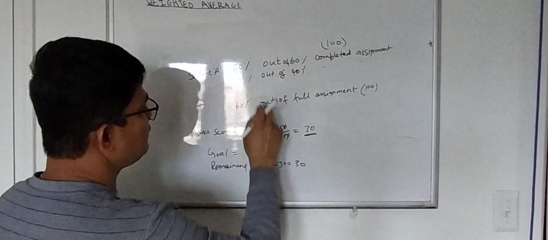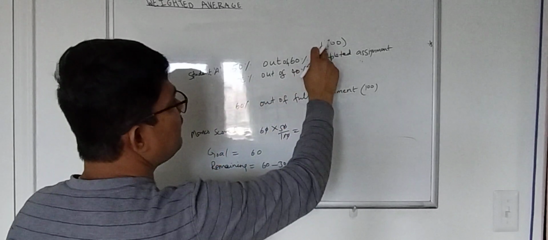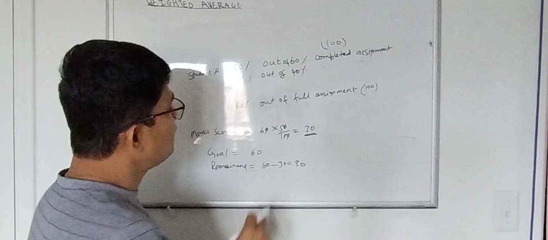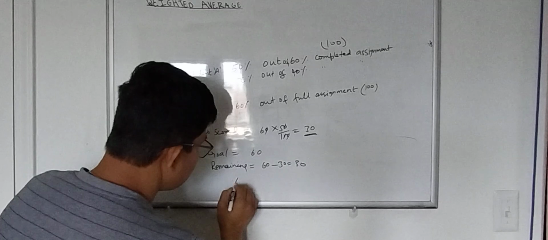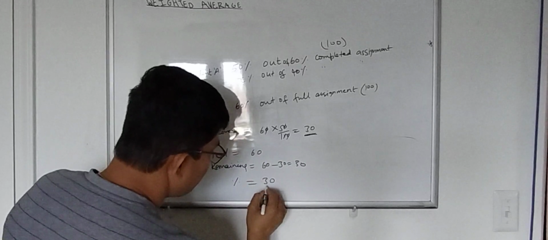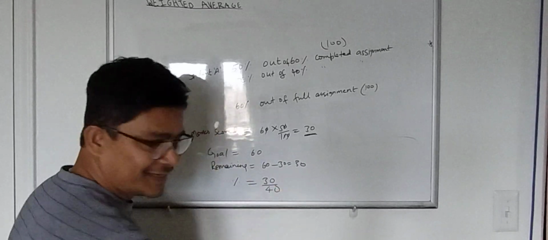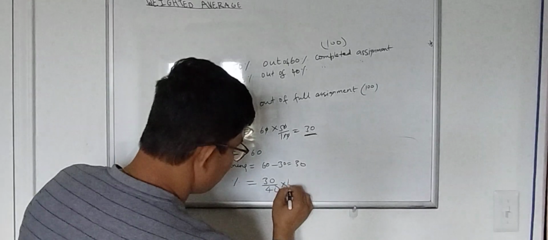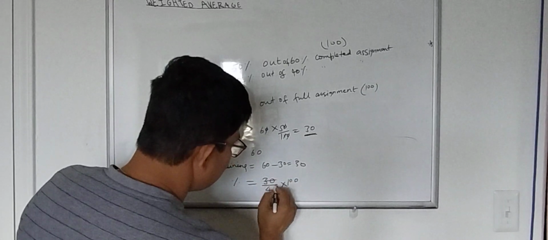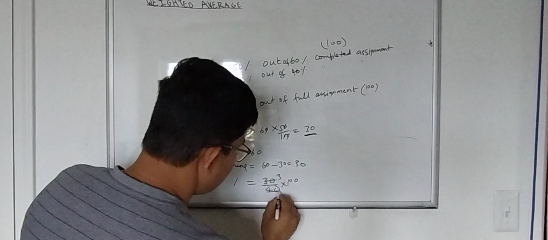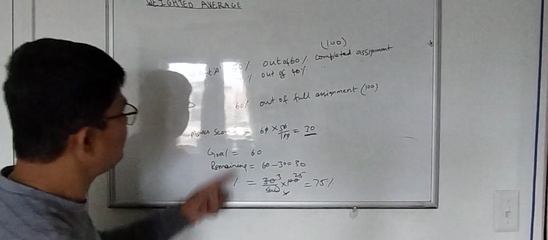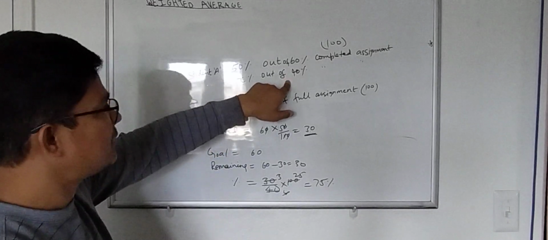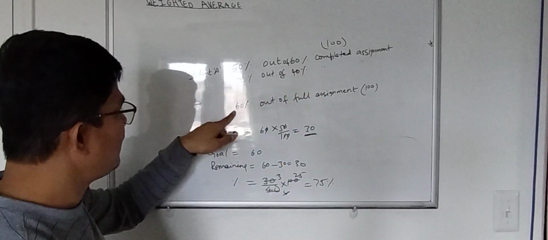Now C has to score, since we are taking full marks equal to 100, 40% of 100 is 40. So how much percentage does C have to score? 30 out of 40. Correct? Do you understand here? So it is 75%. So C has to score 75% in the remaining assignment to get an average of 60%. Did you understand?